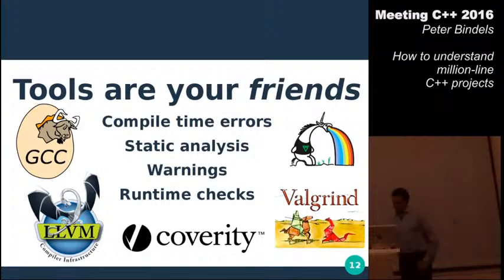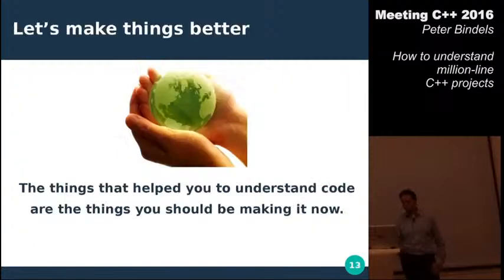So, given all these things so far, you're probably in a reasonable situation. You know somewhat how it's put together. But the people that are coming after you, they still have no idea. Somebody else is going to join your company probably next Monday. How is he going to figure it out? So the thing you should be doing now is to make it better.